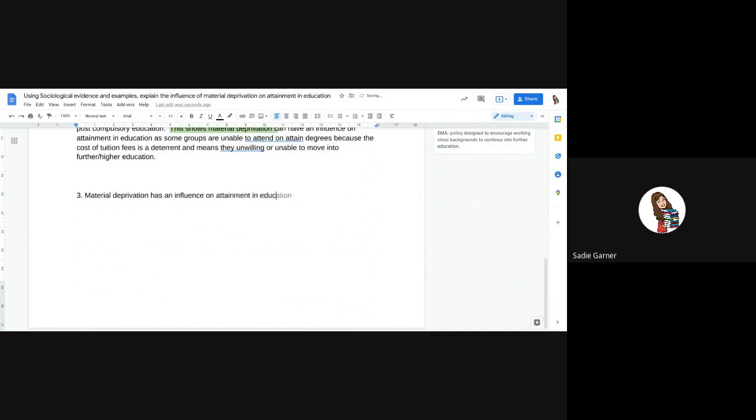Material deprivation has an influence on attainment in education due to catchment area. Catchment areas are the areas that schools and colleges draw their pupils from.